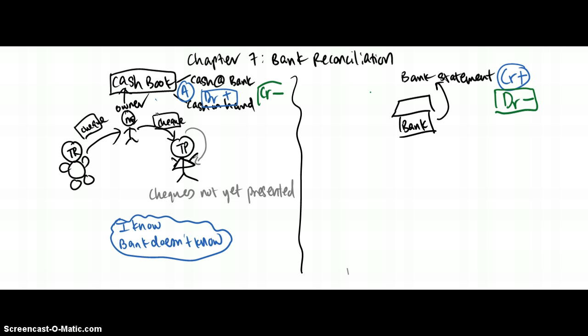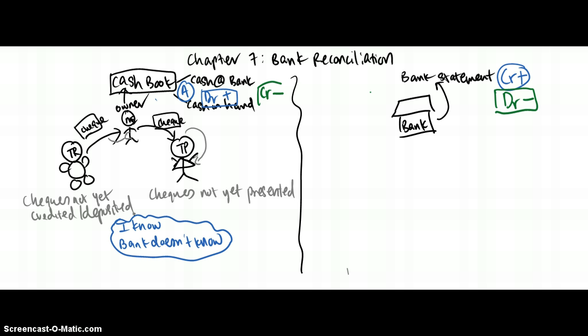And same thing, okay? I already have collected the check, but this time round, I put it inside my pocket and I didn't go to the bank. I did not credit the check in time. So now this is a case of checks not yet credited, or sometimes they call it not yet deposited. Again, it's a case of I know and the bank doesn't know.